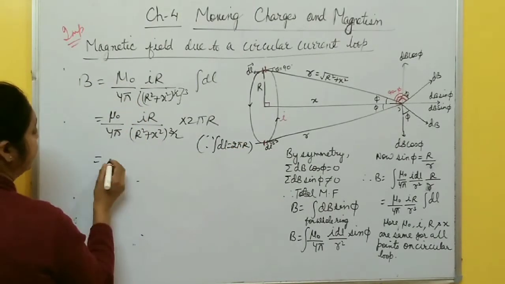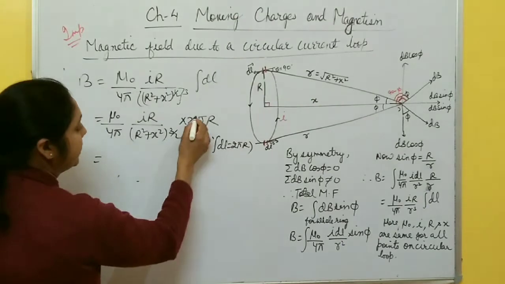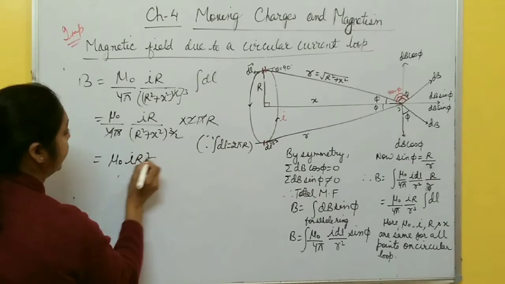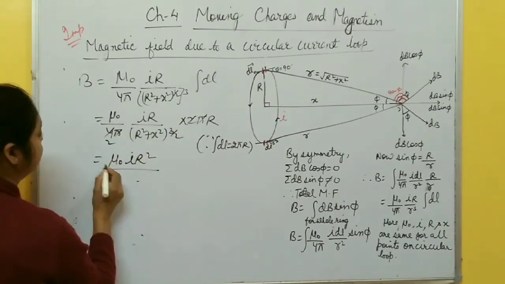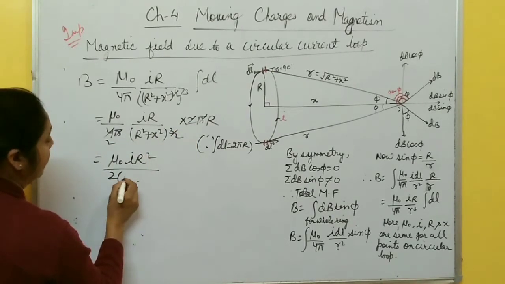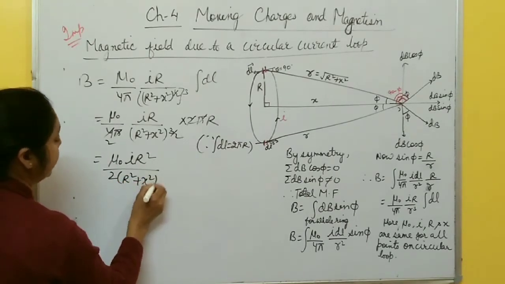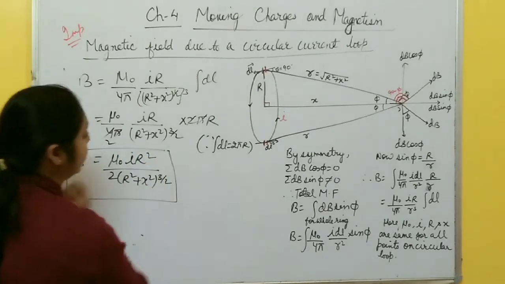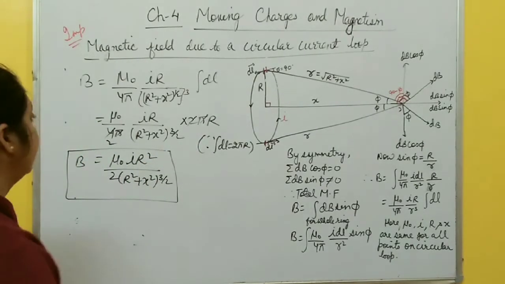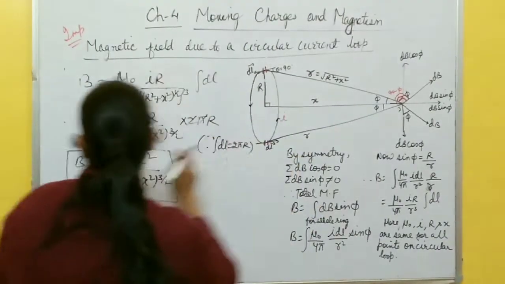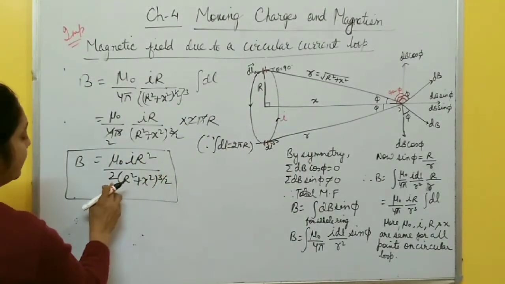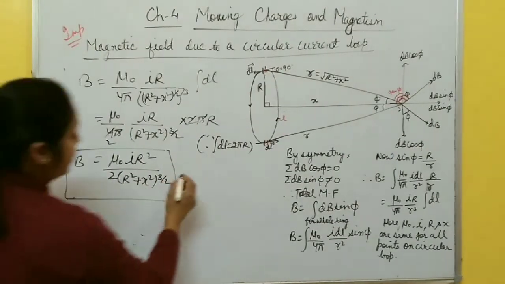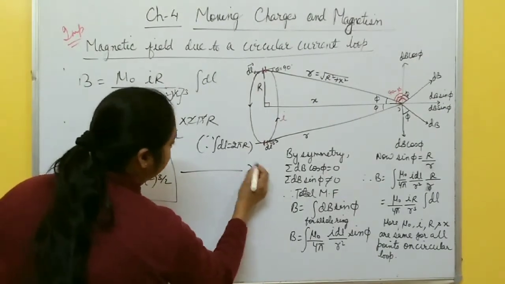So what is the magnetic field due to this current carrying loop? This 2 cancels, pi cancels: mu naught I R square by 2, (R square plus x square) to the power 3 by 2. This is the magnetic field due to a circular current carrying wire along the axis, right? Along the axis, at a distance x, B equals mu naught I R square by twice (R square plus x square) to the power 3 by 2. Okay, note down this equation. Let it be equation number, I don't know, write it 2.